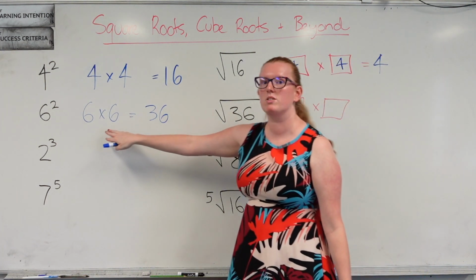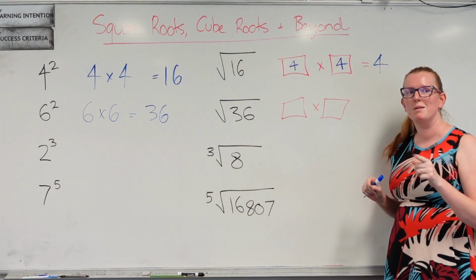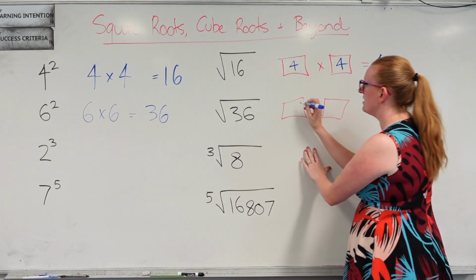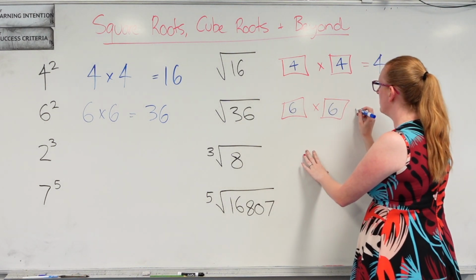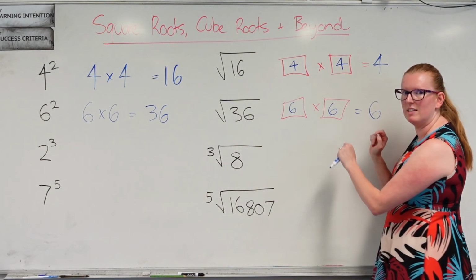Well, I know because I just did that question, but hopefully you should know because you know your times tables. So something times itself gives us 36. Well, 6 sixes are 36, so the answer is 6. 6 being the answer to this, not to this.